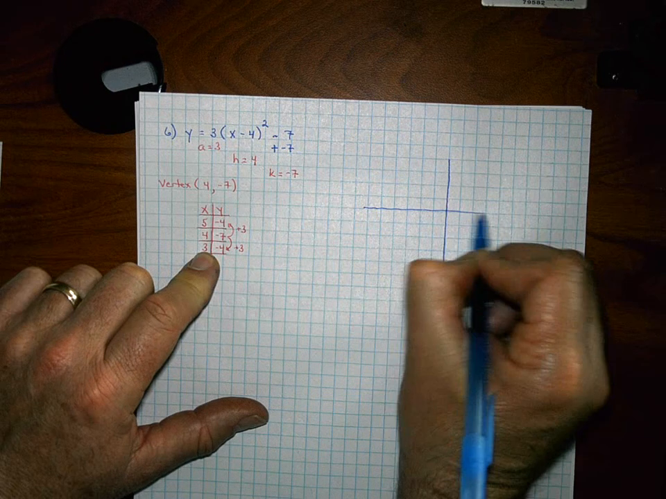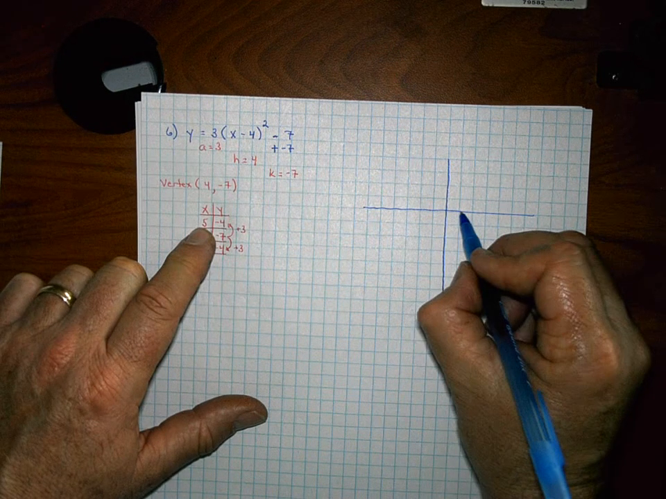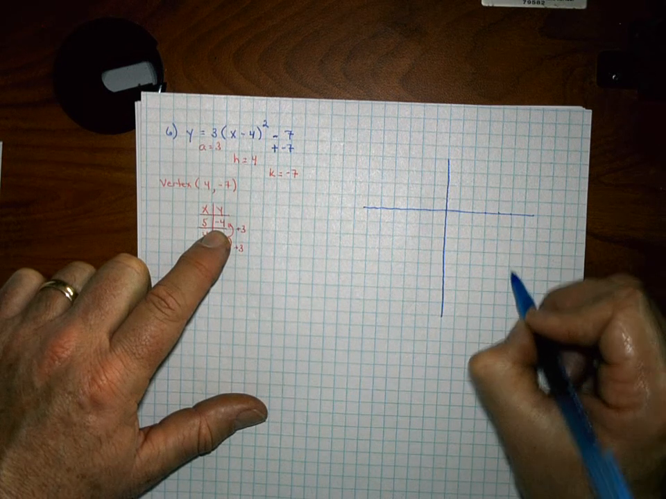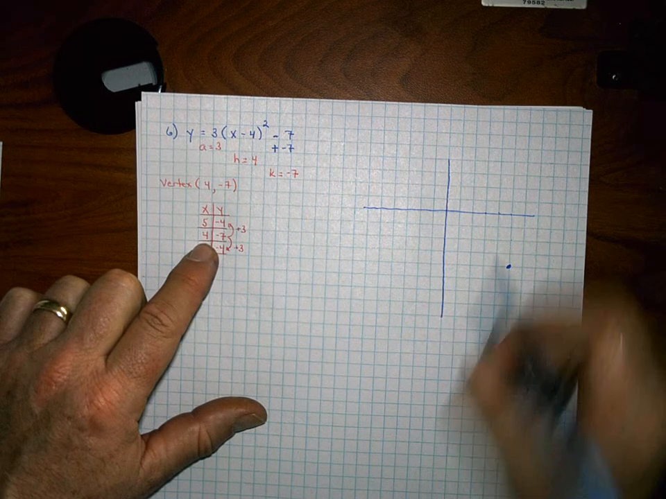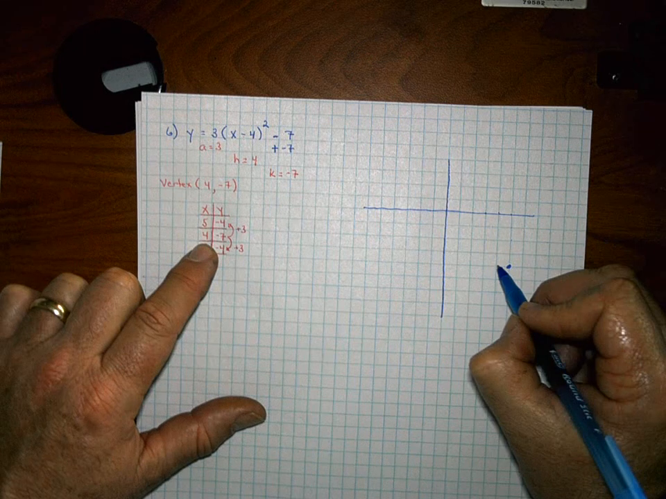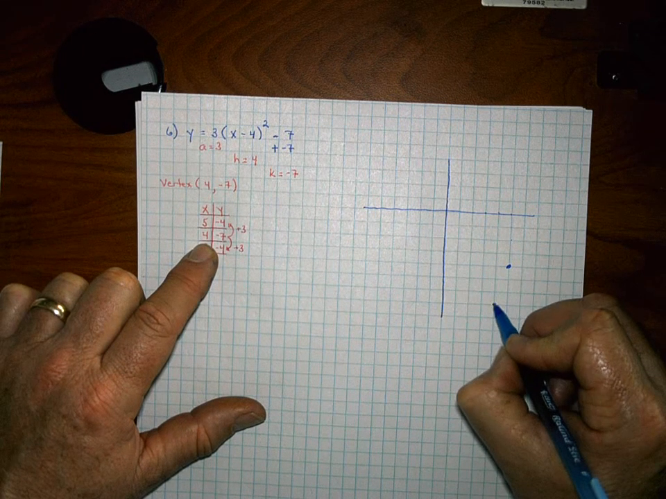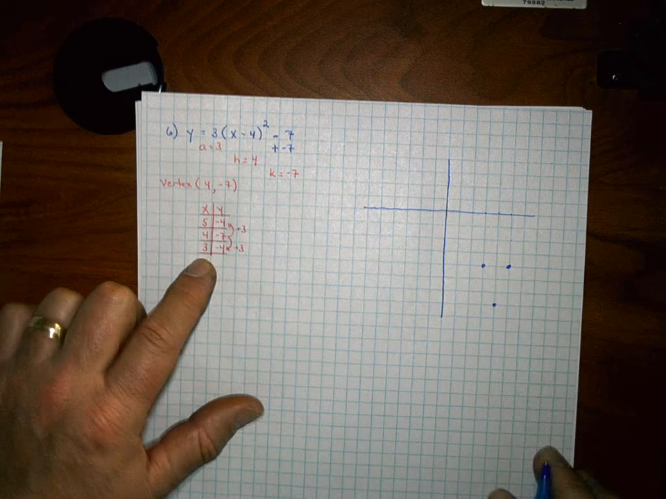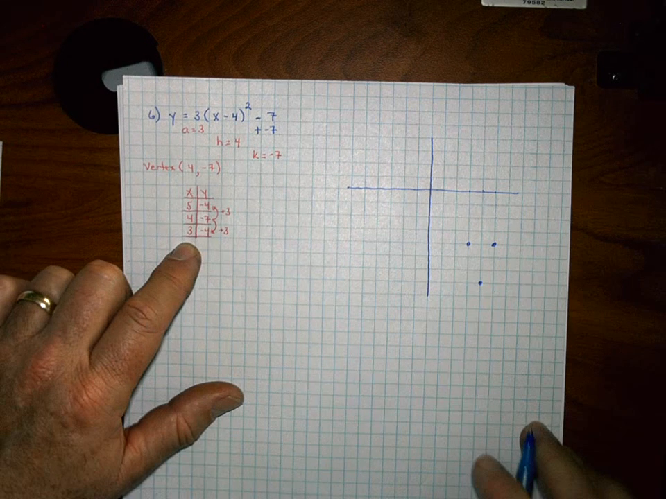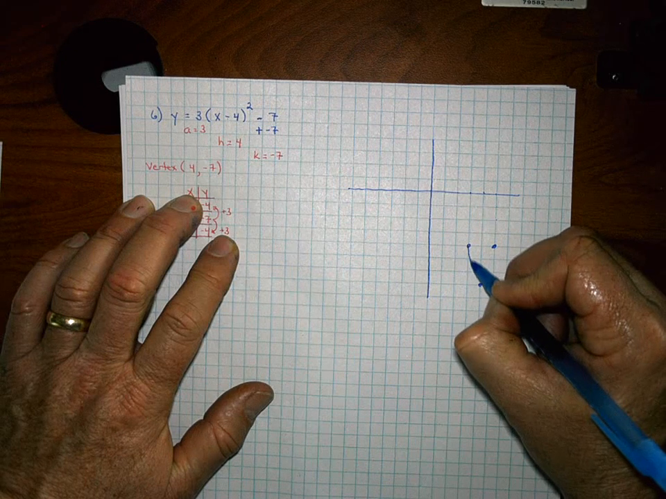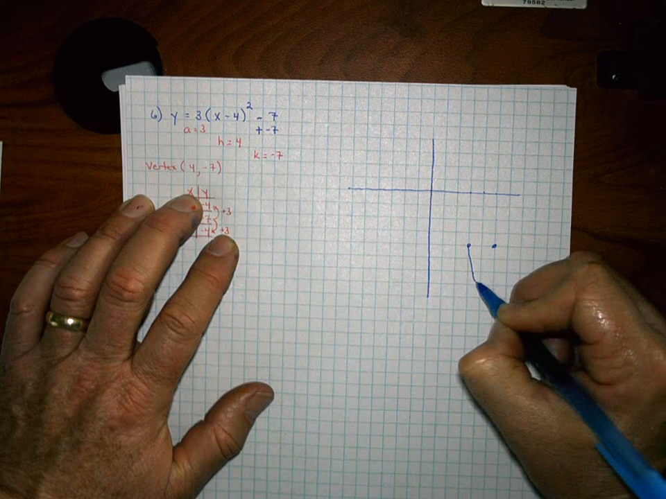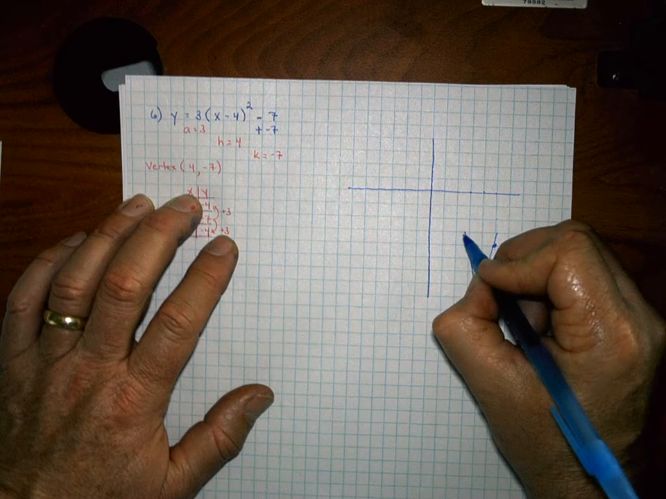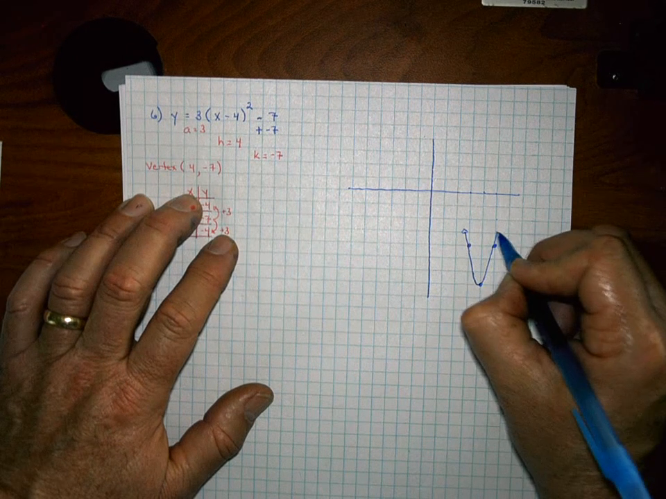So I plot these 3 points. Over 5, down 4. Over 4, down negative 7. Over 3, down negative 4. So you could see that I get a general sense of what my parabola looks like. So I connect the 3 points with a nice smooth U. Once again, don't make it a V. Make it a U. Parabolas are in a U shape. Extend the parabola past the points.